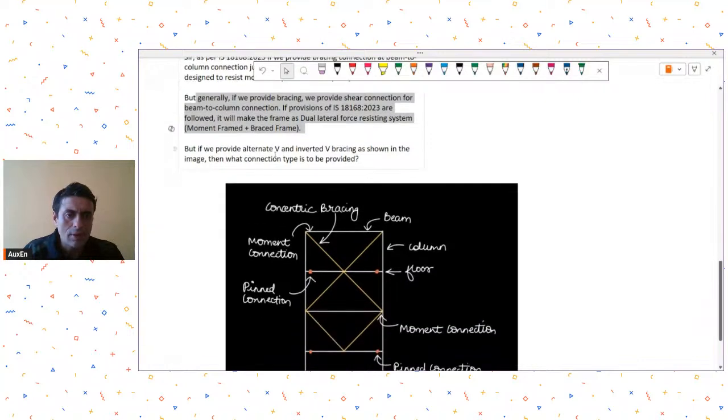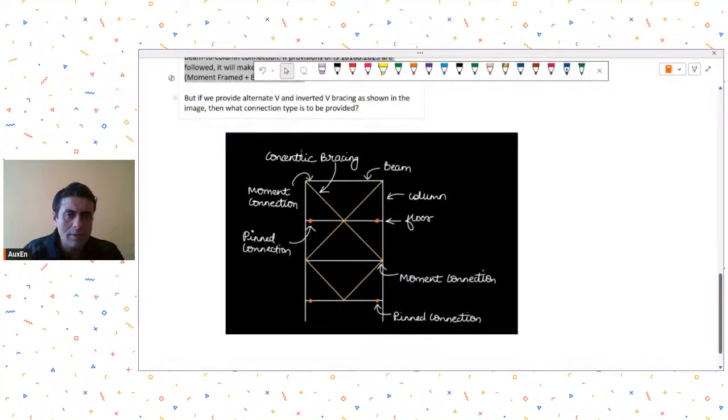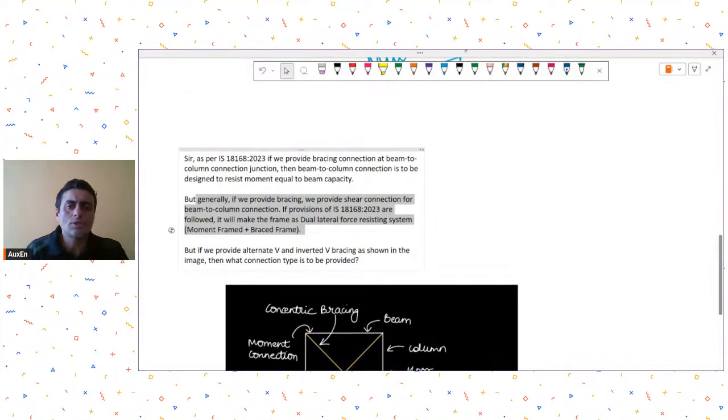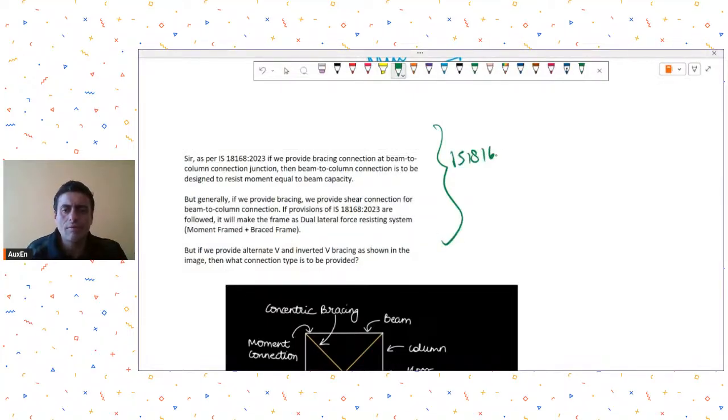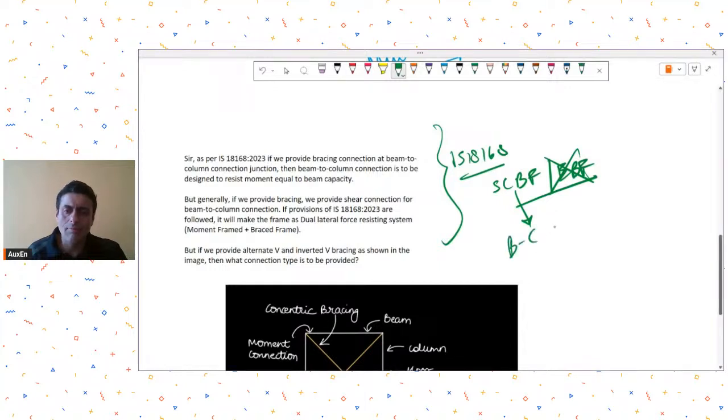But if we provide alternate V and inverted V placing as shown in the image, see, this is the sort of issue with 18168 right now, that when you are using the special concentrically braced frame systems, or the eccentric braced frame system, let's talk about the SCBF right now. So in SCBFs, it wants you to have the beam to column connection also as a moment connection.